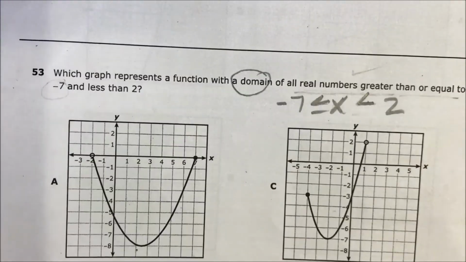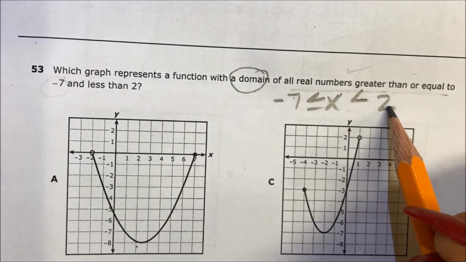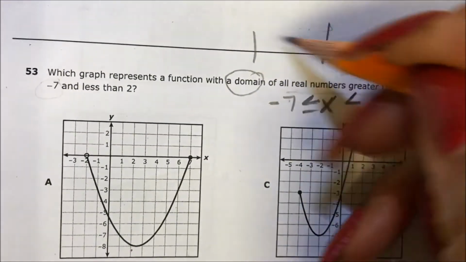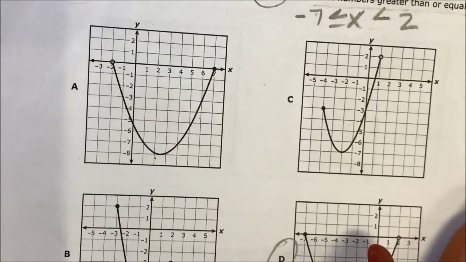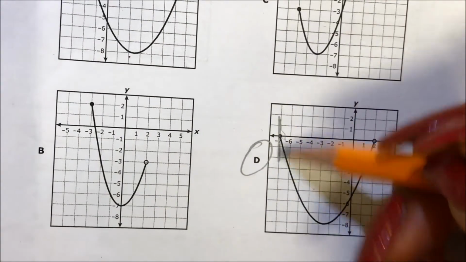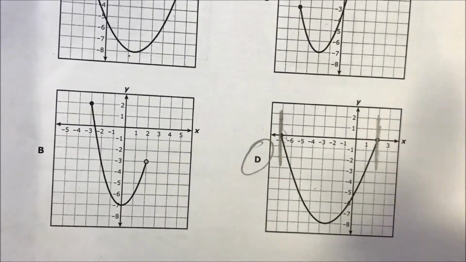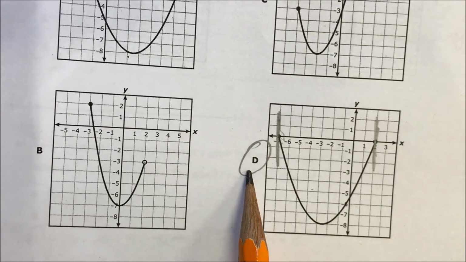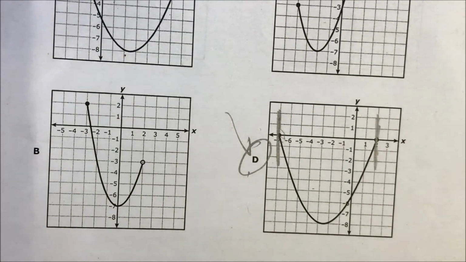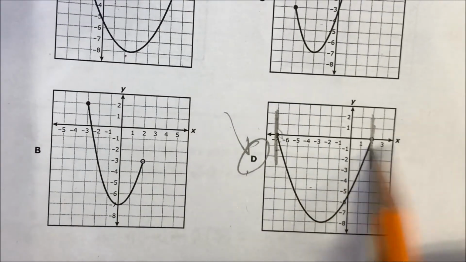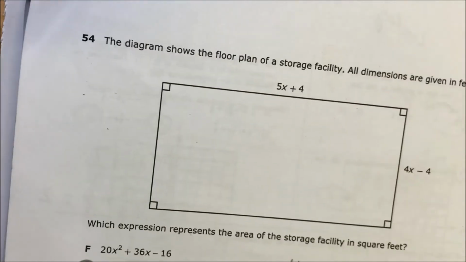Number 53 wants the domain that starts at -7 and then moves to 2. Well, we know that domain represents vertical lines. So look at the x-axis and figure out when it moves from -7 all the way to +2. And that would be answer choice D. If you look at the other graphs, they don't start at -7 and go to 2. So that's real simple. Number 54.